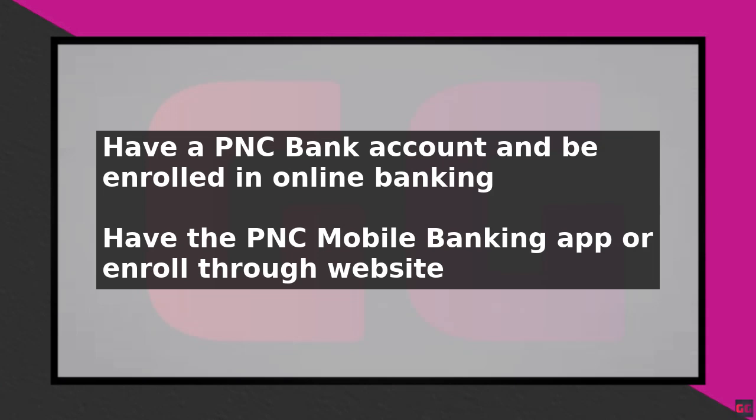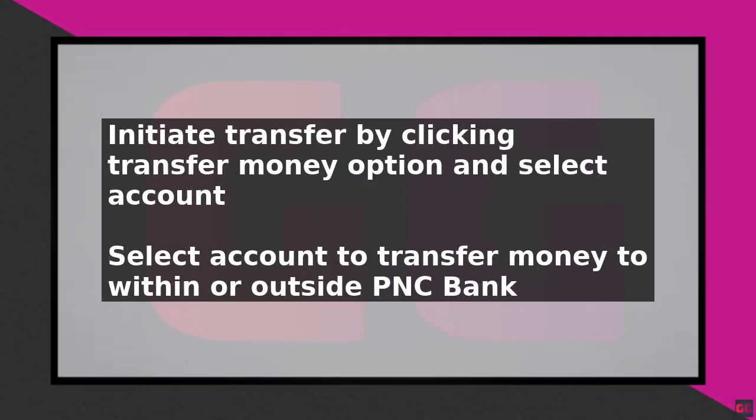To do this, click on the Transfer Money option and select the account you want to transfer money from. You will then need to select the account you want to transfer money to, which can be another PNC Bank account or an account at a different bank. You will need to enter the recipient's account information, including their account number and routing number.